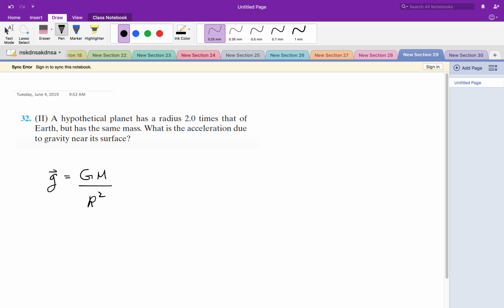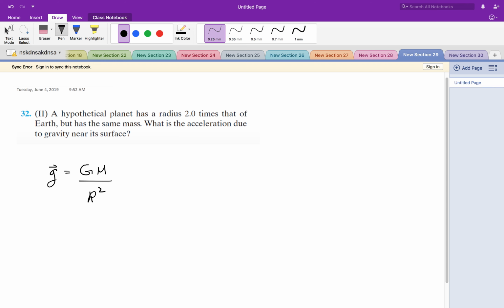But here, there's a couple ways of doing this. We can do this using actual numbers, or we can do this using proportional reasoning. I'll do it both ways. First, I'll do proportional reasoning. We know on Earth that g, we'll call this g of Earth, at the surface, is about 9.8 meters per second squared.